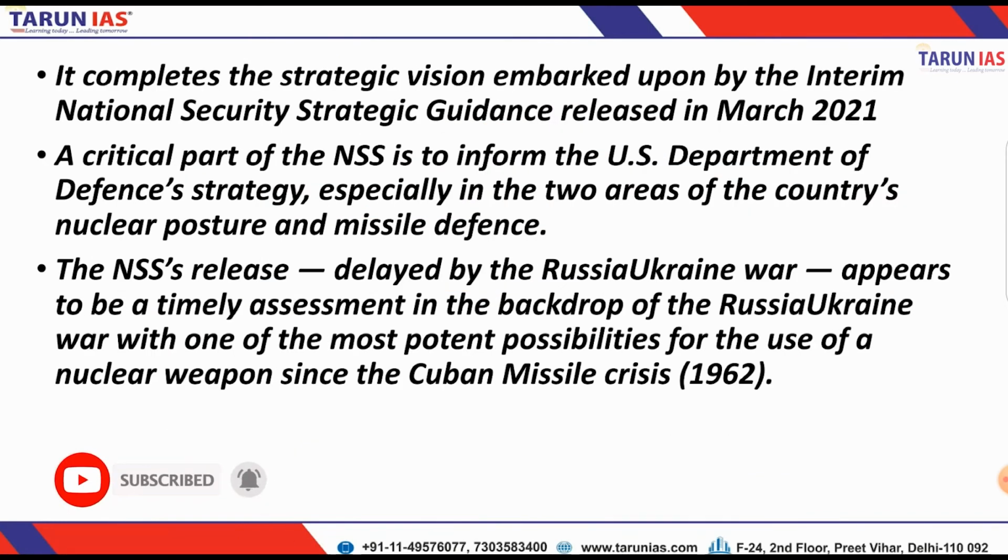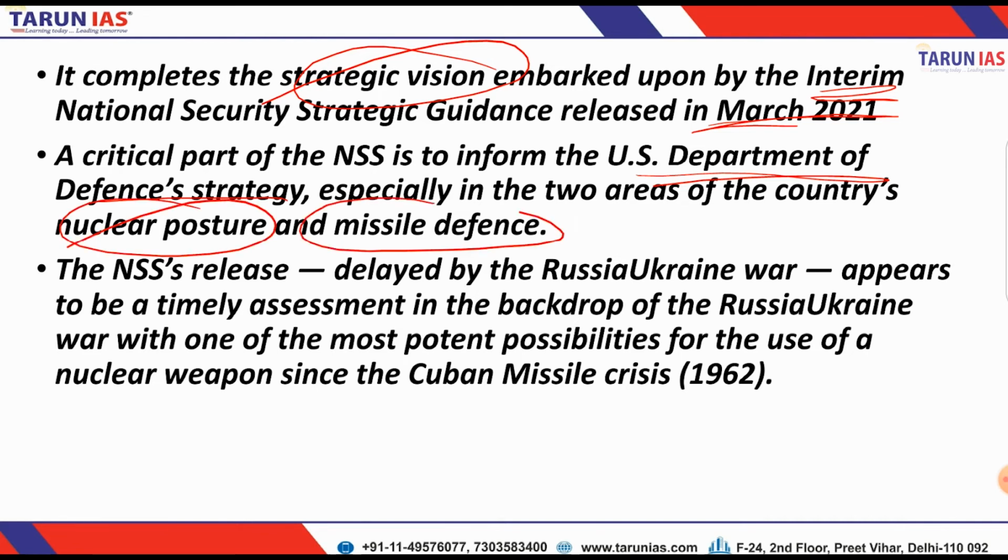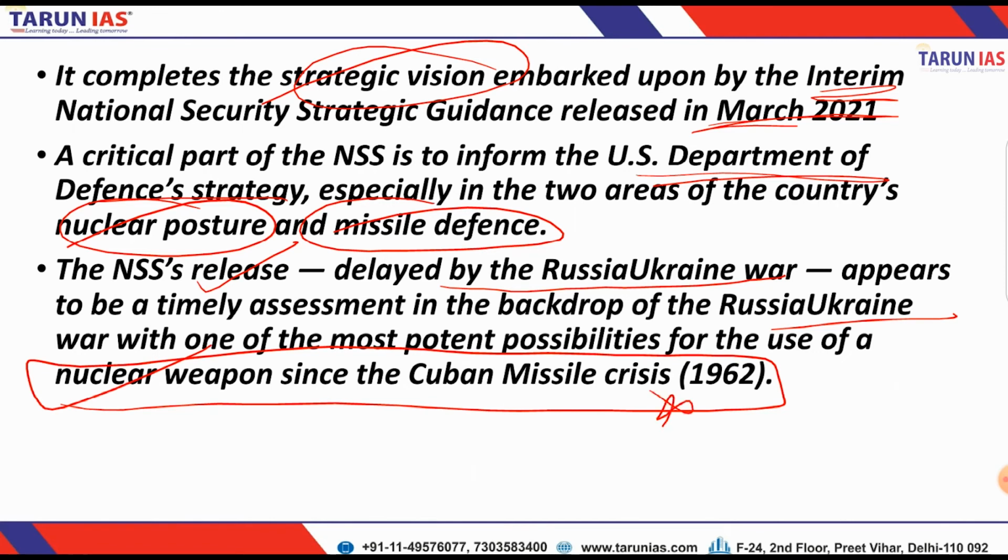So like I said, there was an interim strategic document which was released in March 2021. So basically this strategic vision has completed that vision. The critical part of the NSS is to inform the US Department of Defense strategy, especially in two areas, that is the nuclear posture and the missile defense. The NSS release was of course delayed by the Russia-Ukraine war. However, it now appears to be timely in the backdrop of the Russia-Ukraine war, with one of the most potent possibilities for the use of a nuclear weapon since the Cuban Missile Crisis of 1962.